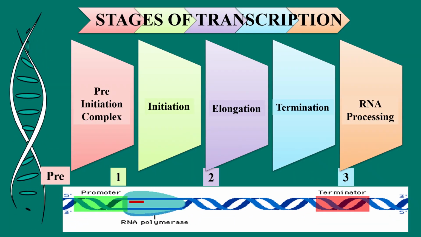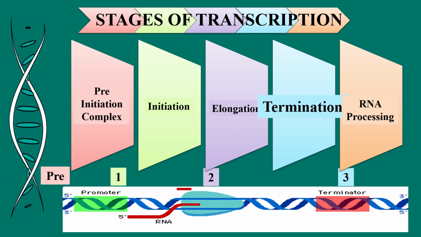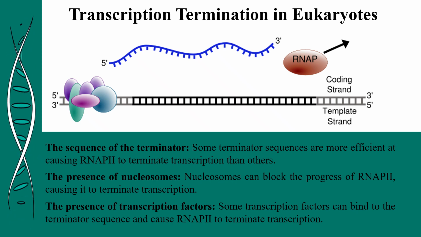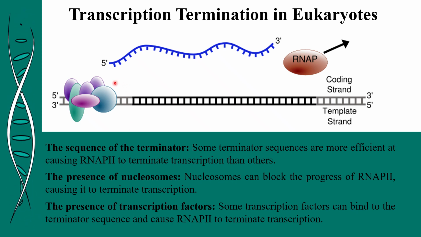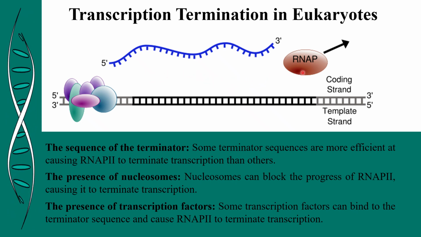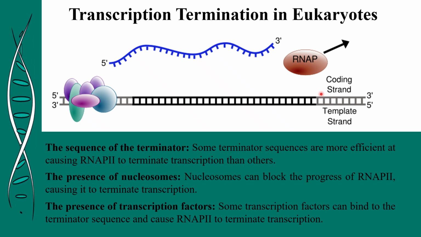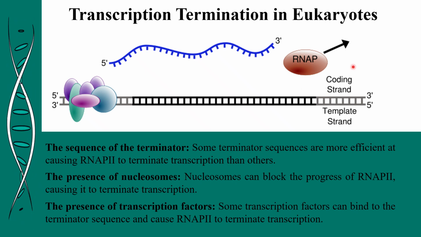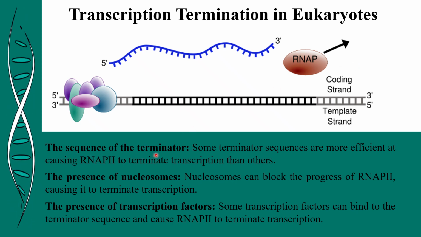Now let's see the final stage, that is the termination. What is termination? In eukaryotes, the termination occurs at specific sequences known as terminator sequences. While the RNA polymerase is copying the RNA, proceeding with the transcription process, sequences will come where the RNA polymerase will not be able to further catalyze the process of transcription. The RNA polymerase will dissociate.